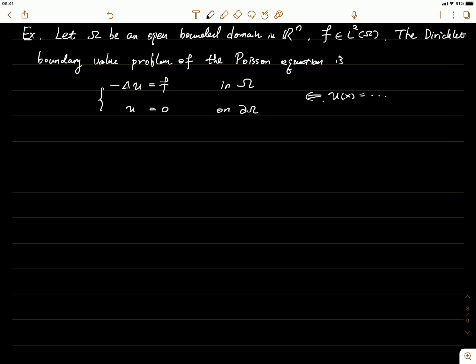Okay, so it doesn't help us to tell what the solution actually is, but it tells us if there's any hope, or if the solution even exists.